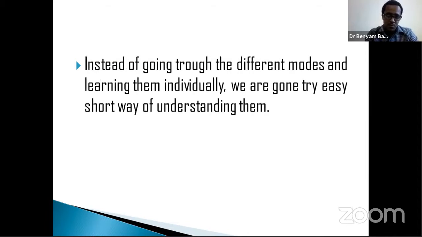So I will take a different approach to the mechanical ventilator when compared to other books or lectures. Instead of going through different modes and learning them individually, we're going to try a different approach and a short way of understanding them.